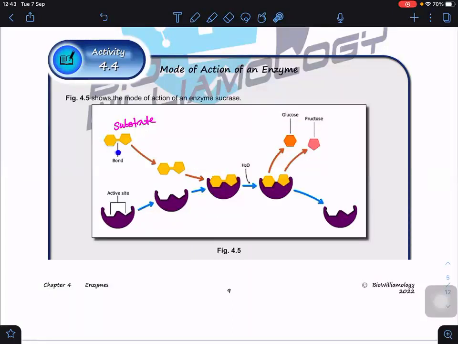Because why? The shape of the substrate is complementary to the shape of the active site. Okay, so I explain again. The shape of the substrate is complementary to the shape of the active site. Therefore, the substrate binds to the active site by forming temporary bonds. The activation energy is lower, so the ES complex can be formed and the reaction can take place. Therefore, in this case, hydrolysis can take place, allowing the products to be formed, and the products can be released from the active site. Therefore, the enzyme can be reused. Clear or not, guys, so far?